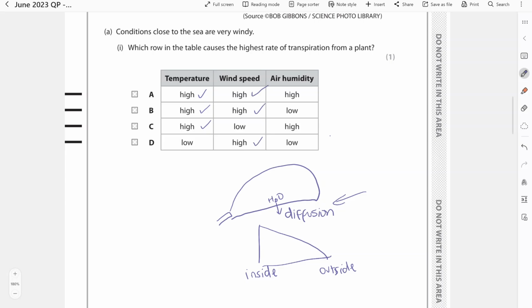Lastly, air humidity. Air humidity refers to the amount of water vapor in the atmosphere. So again, we want to have a steep concentration gradient in this case, and you need to have low humidity for the rate of diffusion to be quick. So the answer for that is B.